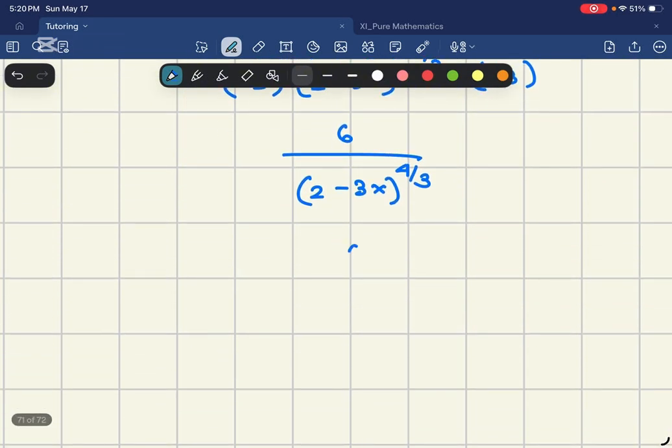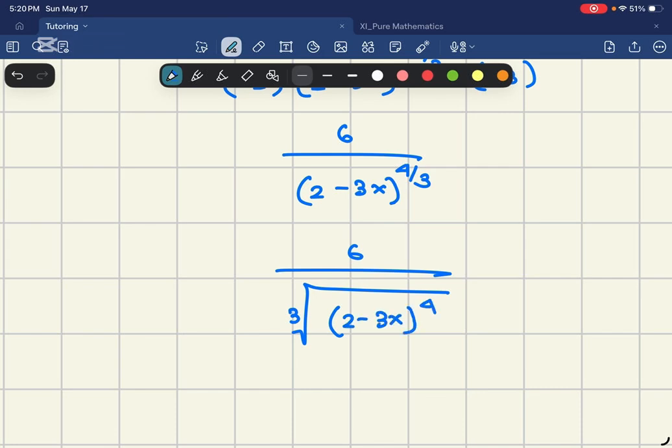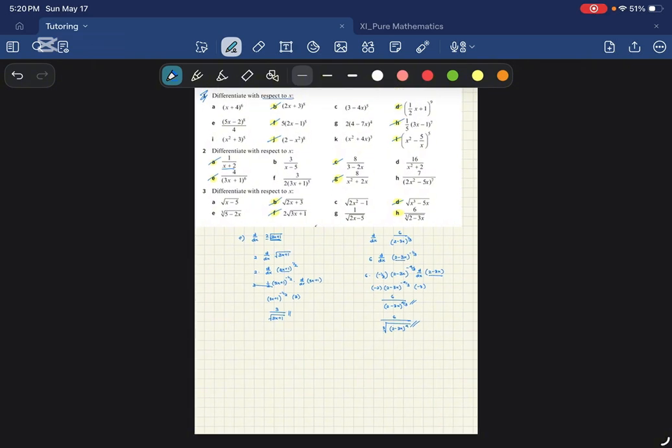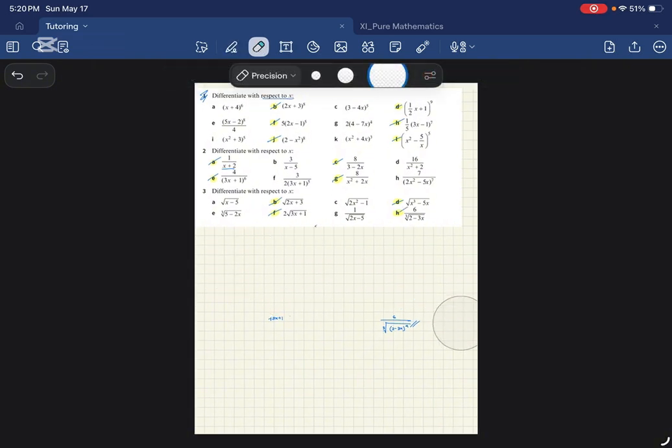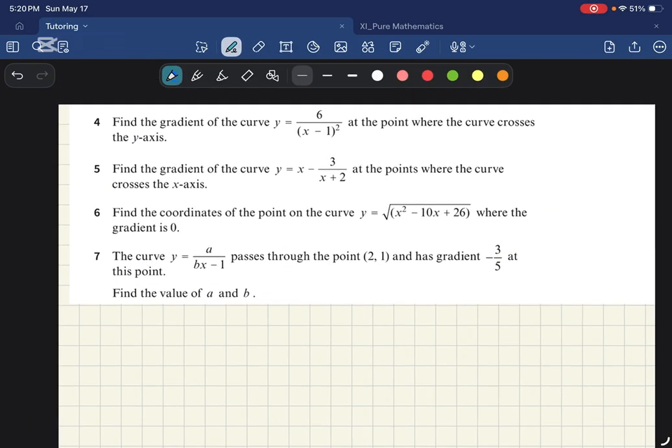And the textbook prefers to write this as the cube root of 2 minus 3x to the power 4. Whichever is fine. This is also the same thing. So we're done with question 3. All right. Moving on to question 4.